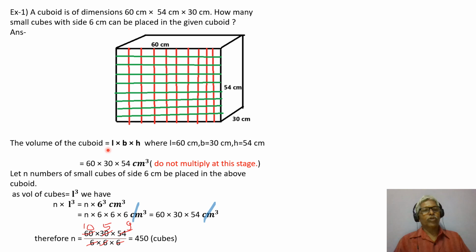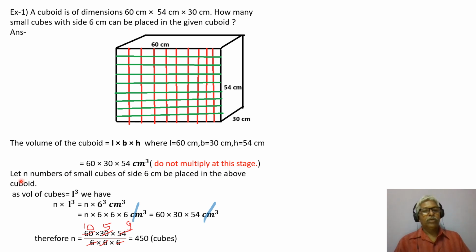The volume of the cuboid is equal to L into B into H, where L is equal to 60, breadth is equal to 30 centimeters, and H is equal to 54 centimeters. Substituting these values, we get 60 into 30 into 54 centimeter cube, as centimeter, centimeter, centimeter. Now do not multiply at this stage. You may get an advantage of not multiplying it at this stage.